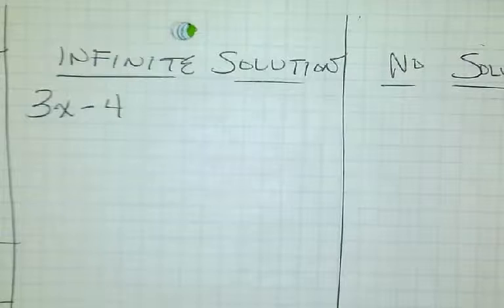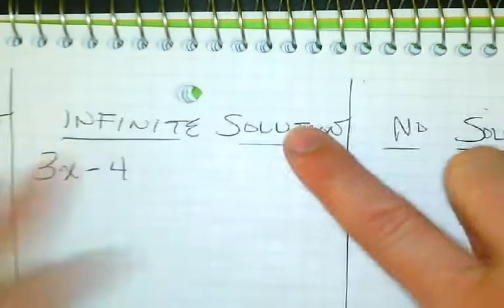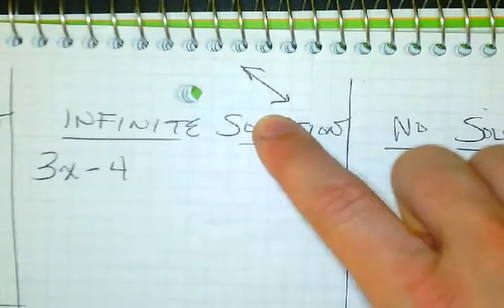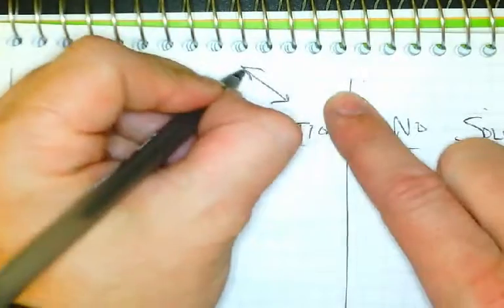Here's the point. From my example, if we have infinite solutions, what we're talking about is one line, and the other line is directly on top of it.